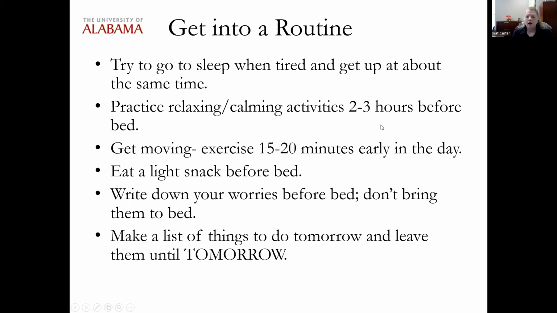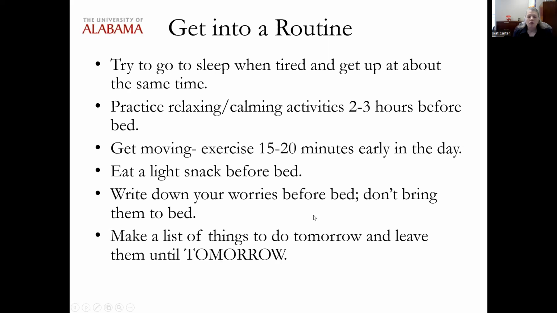Practice relaxing and calming activities. So like I said, backing it up 2 to 3 hours before you're getting ready for bed. You're practicing those activities, relaxation, calming your mind and your body, get moving early in the day, eat a light snack before bed. You really shouldn't eat your heaviest meal, starve yourself all day long and then eat your heaviest meal an hour before you go to bed. That's just carrying all of that in your gut, and your body's not going to be happy trying to manage that all night long.